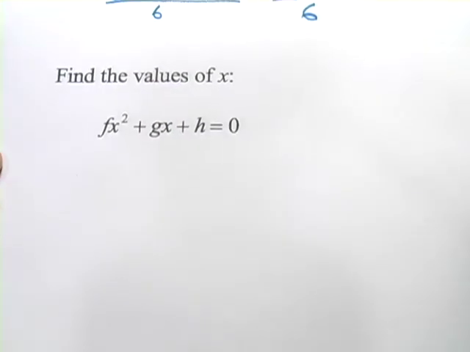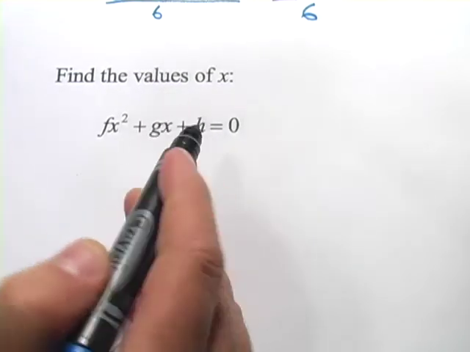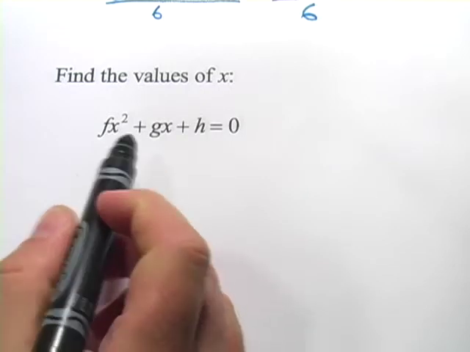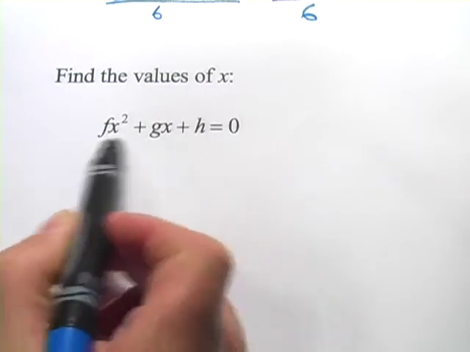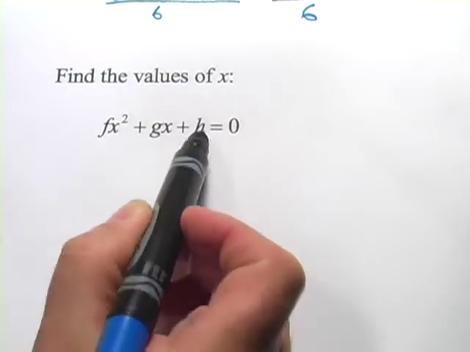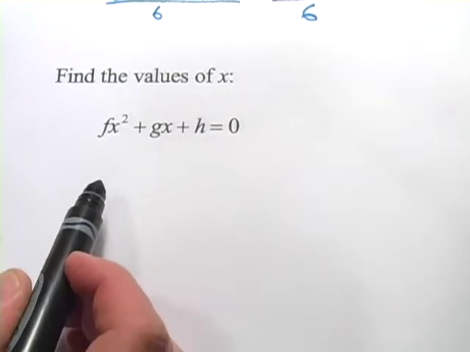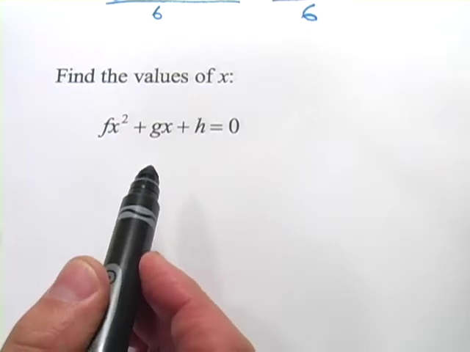Let's try one more. This one says find the values of x, and they would like us to do it with the quadratic formula. And we've just got f x squared plus g x plus h equals 0. So it's already set equal to 0, and we have letters here instead of our normal numbers for our coefficients. But that shouldn't stop us.